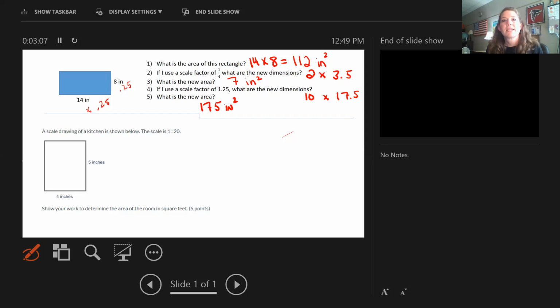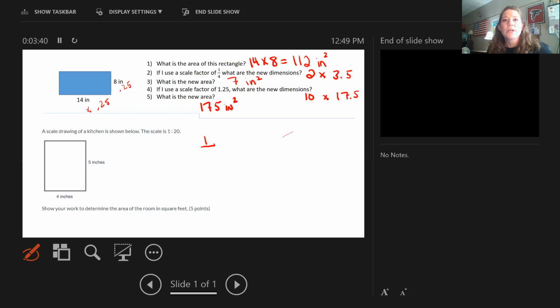Okay? All right, and then the bottom one I got straight from one of your module checks. I don't know if we all get the same questions, but that's where this question came from. So we are given a picture of an image. So I know that this one's smaller than my original because it says it's a scale drawing of a kitchen. So obviously a kitchen is not 5 inches by 4 inches unless it's in a Barbie dream house. So I'm using a scale factor of 1 to 20.